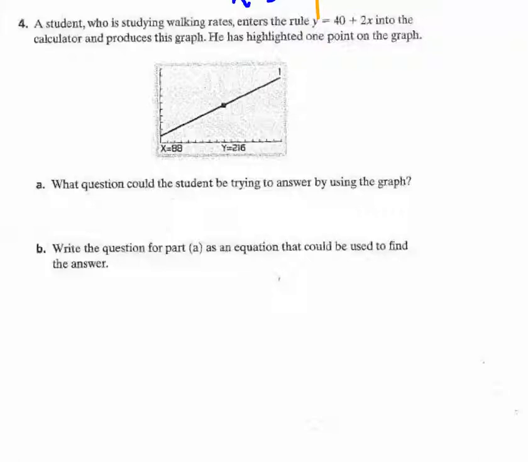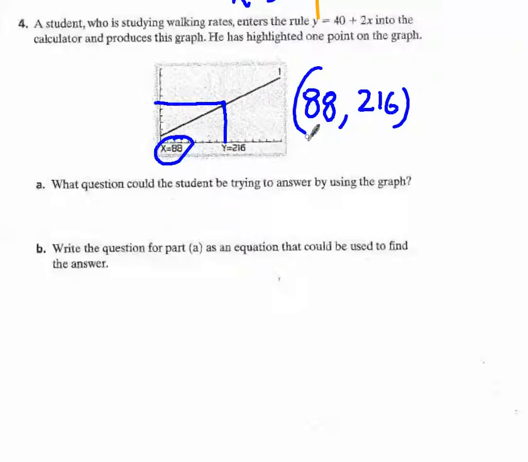A student who's studying walking rates, because walking rates really are interesting to study, enters the rule y equals 40 plus 2x into the calculator and produces this graph. He has highlighted one point on the graph, in this case, this one right here. And the calculator says the x is 88 and the y is 216. What question would the student be trying to answer by using the graph?